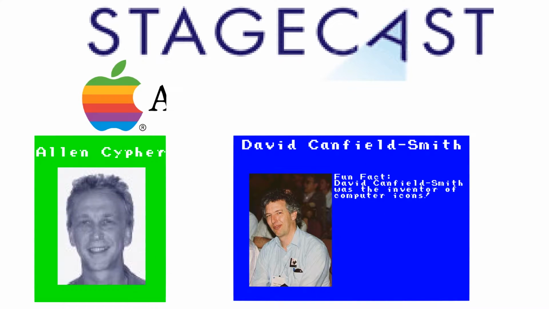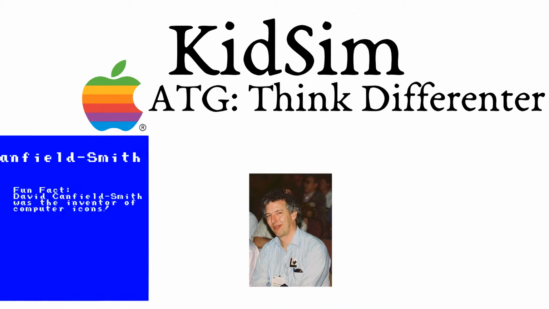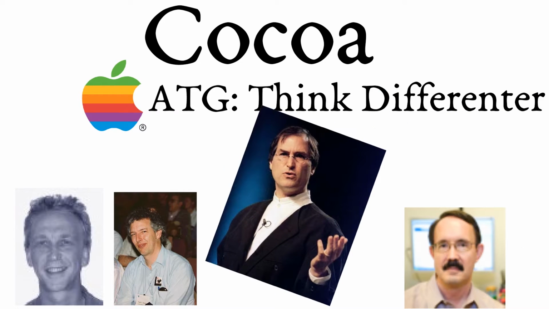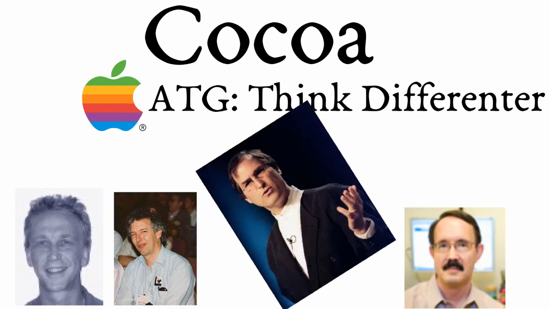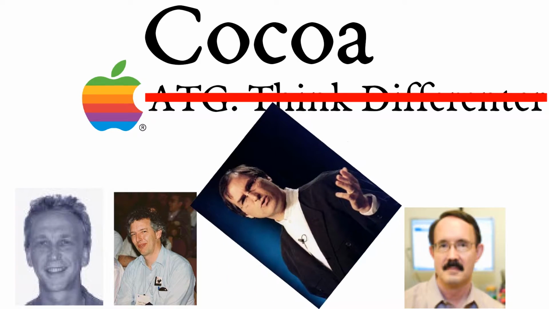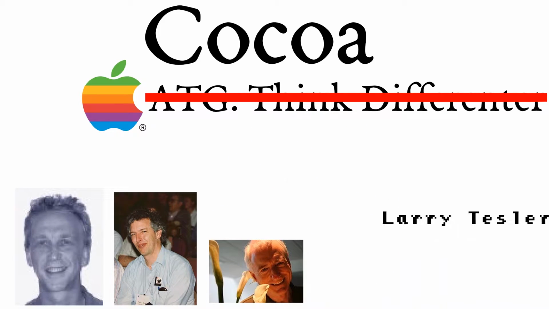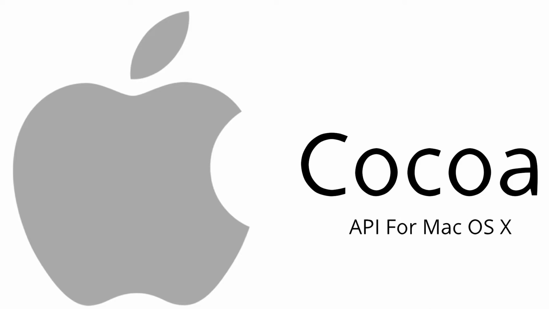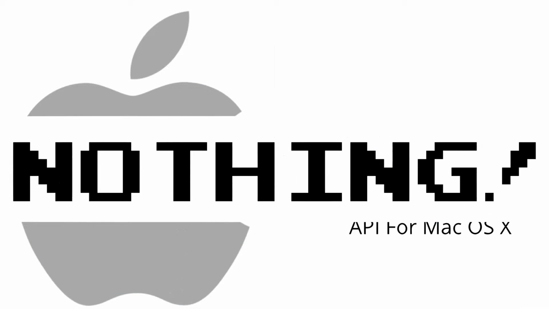Stagecast Creator was developed by Alan Cipher and David Smith in Apple's Advanced Technology Group under the name KidSim, until a new project manager came onto the team and named it Coco. Steve Jobs then came in a couple years later and said, "Sorry, we're gonna need to close the Advanced Technology Group. I know that sucks, but that sucks." Some of the people who worked on Coco then founded a new company called Stagecast Software and changed their program's name to Stagecast Creator. Also, Apple eventually went on to create an API named Coco, because the name's trademark stayed with Apple. And this Coco has nothing to do with Stagecast.